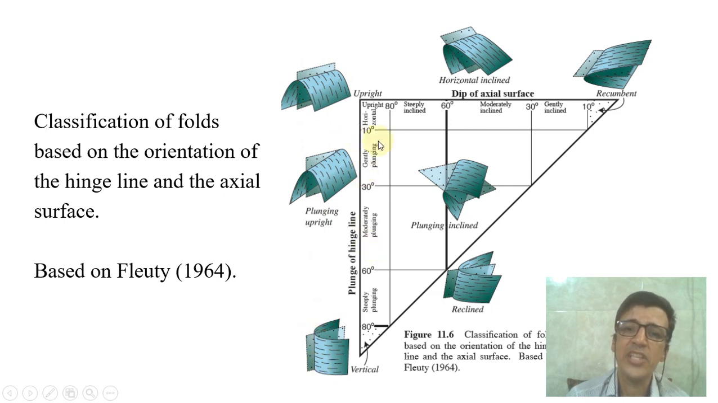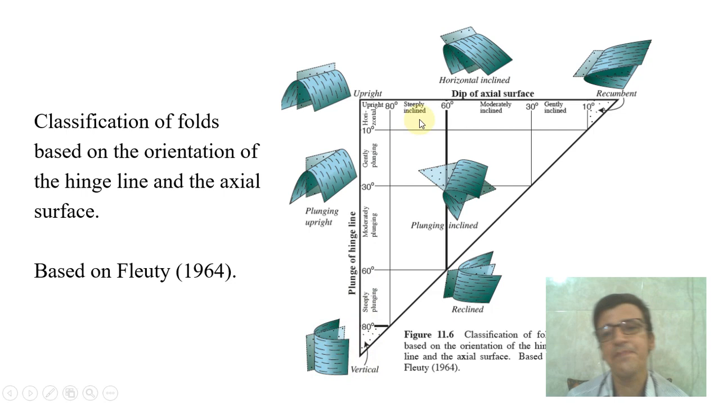And what is the classification here? If this hinge line degree is about 0 to 10, it is horizontal. If it is 10 to 30, it is gently plunging. It's very common in nature. 30 to 60 is moderately plunging, and finally between 60 to 80 is steeply plunging. However, finally we have a vertical kind of folding.